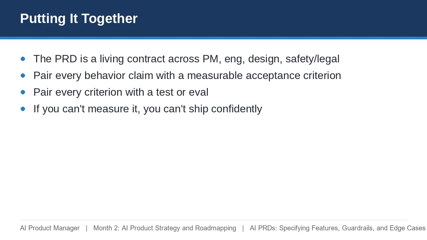Finally, treat the PRD as a living contract between product, engineering, design, and safety. The discipline that makes it work: every behavior claim needs a measurable acceptance criterion, and every criterion needs a test or eval. If you can't measure a requirement, you can't ship against it with confidence. Master this and you'll ship AI products that are both useful and trustworthy.